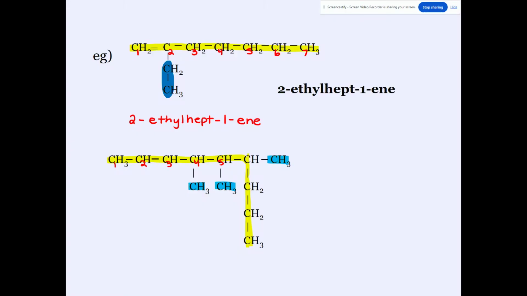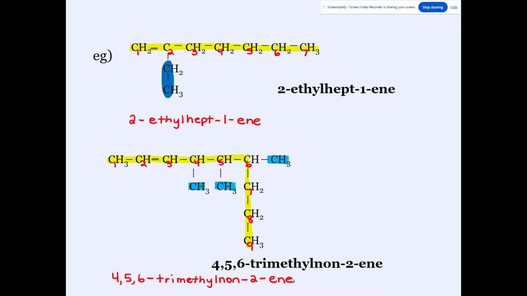I'm numbering it again so that my double bond gets the lowest possible number, so I have to number it this way because the double bond takes priority, okay? So I have a methyl on carbon 4, carbon 5, and carbon 6. We put that together to call it trimethyl because there's 3 methyls. My parent is non. The double bond starts on carbon 2, and because it has a double bond, it ends in ene. So 4,5,6-trimethylnon-2-ene.